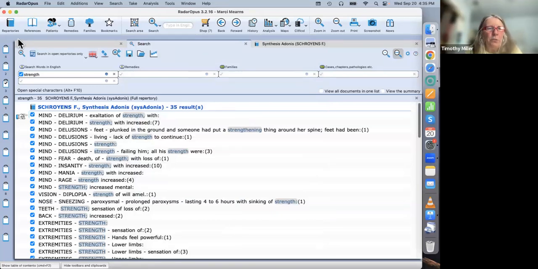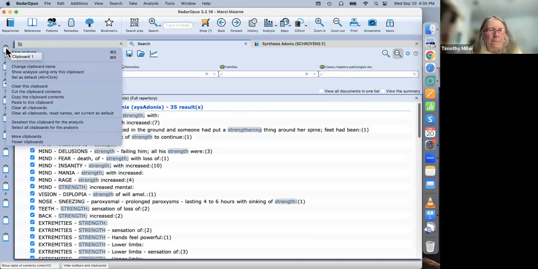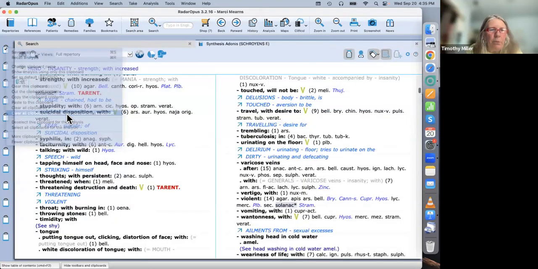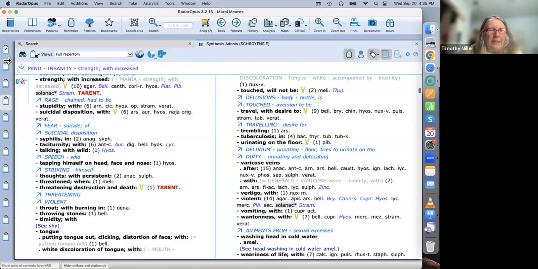If I wanted to, well, let's do this. Let's clear the decks and get ready for our next case. How do I do that? I'm going to right click again. I'm going to go down here where it says clear all clipboards, reset names, and set current as default. Boom. We've wiped the slate clean. This is our default clipboard again.